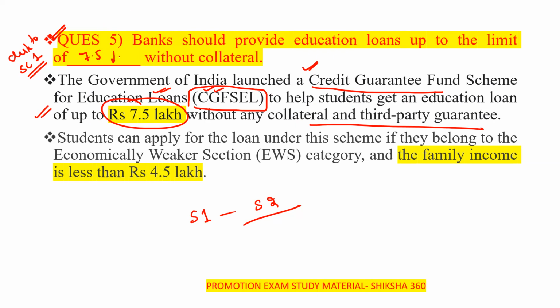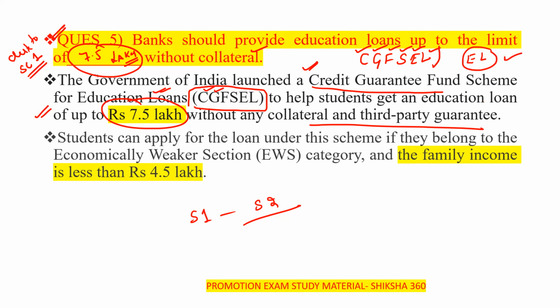So what is the answer here? That is 7.5 lakh. So the bank should provide education loans up to the limit of 7.5 lakh without any collateral, and for this a specific fund has been launched, that is CGFSEL, credit guarantee fund scheme for educational loan. Please remember that most of the time wherever you find EL, it stands for education loan. Please remember this one.